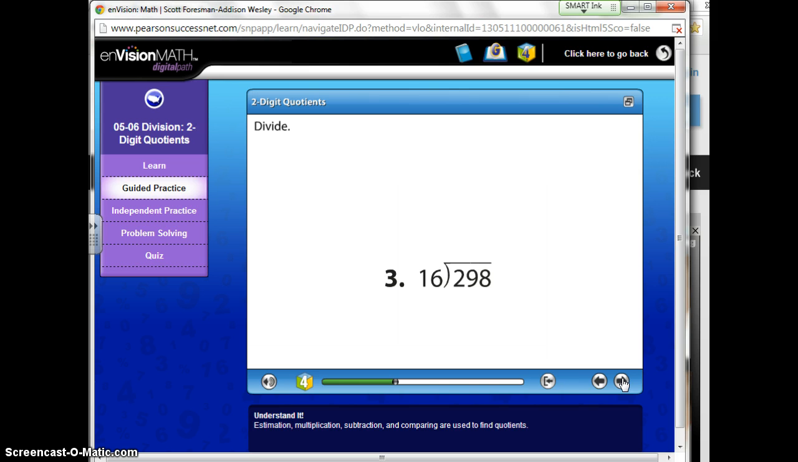Okay, let's try this one. Does 16 go into 2? No. Does 16 go into 29? Yes. Do you know how many times? 2, 3, 4? 2. Let's try. 16 times 2, 12, 32?